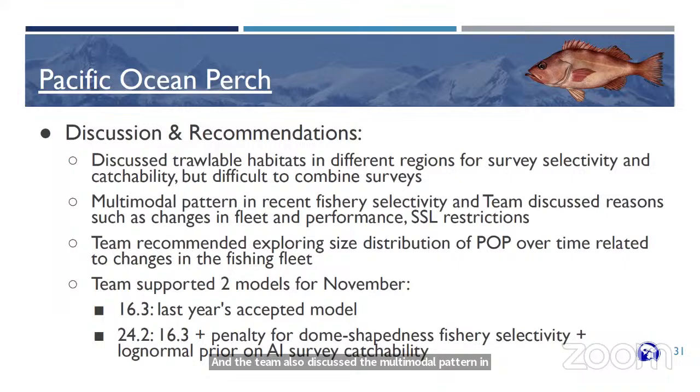Those could include changes in the fleet and performance, or restrictions due to Steller sea lions. And the team recommended exploring the size distribution of POP over time related to changes in the fishing fleet. And then they supported two models for November: 16.3, which was last year's accepted model, and 24.2, which is 16.3 plus the increased penalty for dome-shapedness on the fishery selectivity and the lognormal prior on the survey catchability.